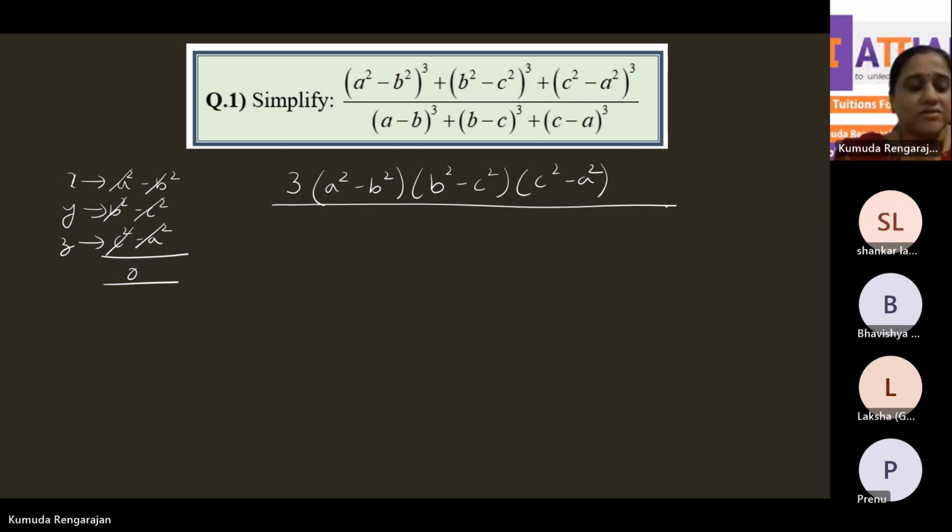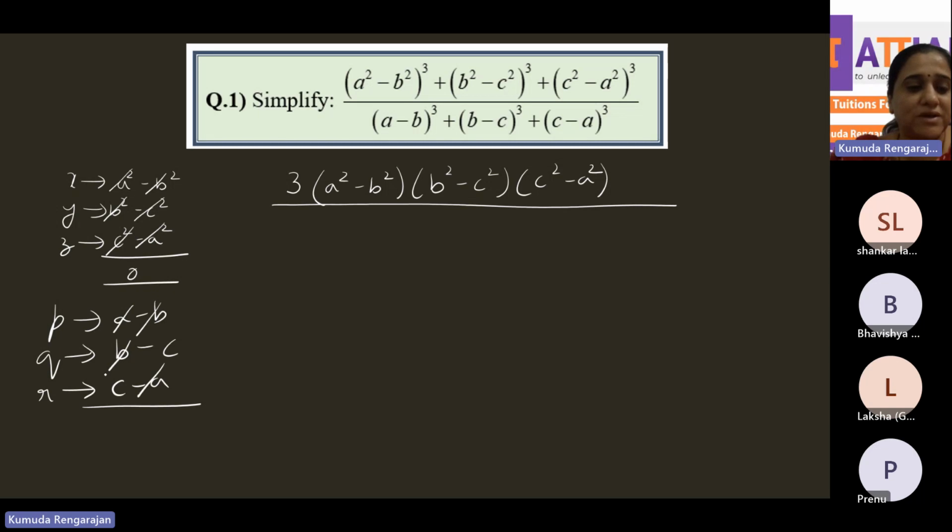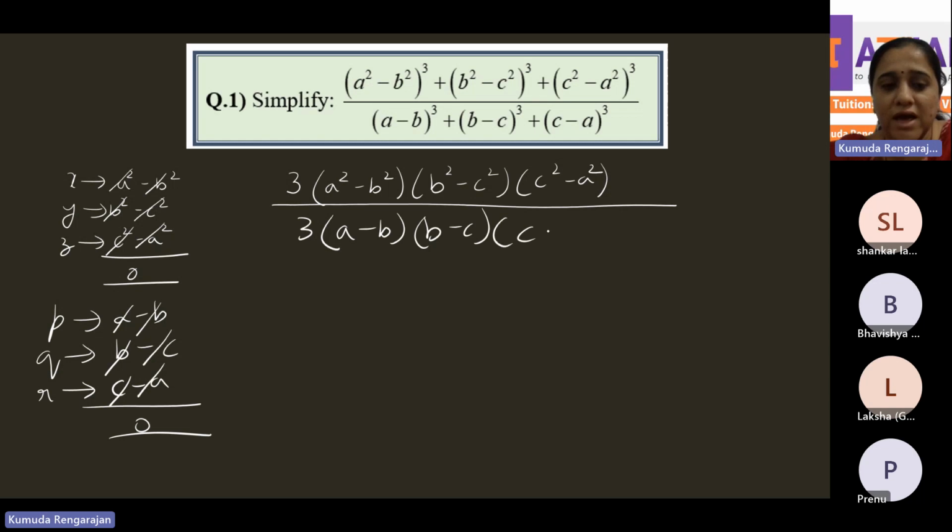Now the denominator. In the same way, what is p? A minus b. Online students, please participate. What is q? Online students, what is r? C minus a. Very good. Now what is p plus q plus r? A minus a cancels, minus b plus b, minus c plus c. So 0. p plus q plus r is equal to 0. So the denominator is 3 into p into q into r.